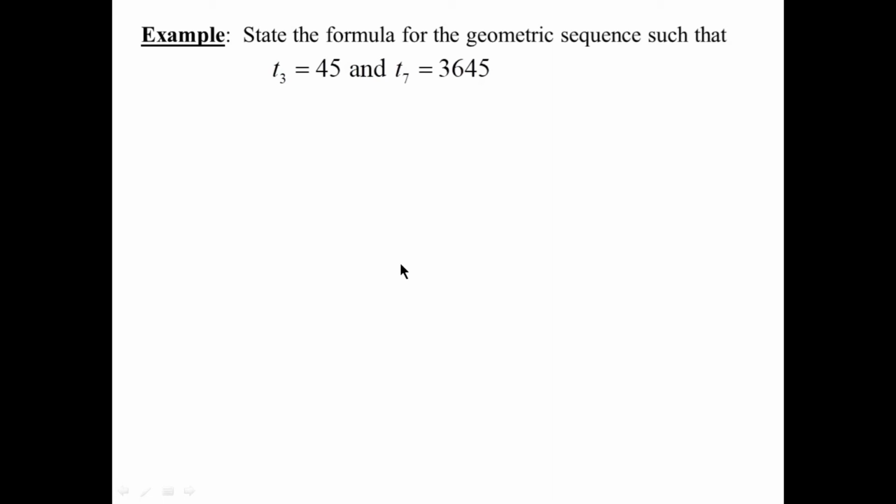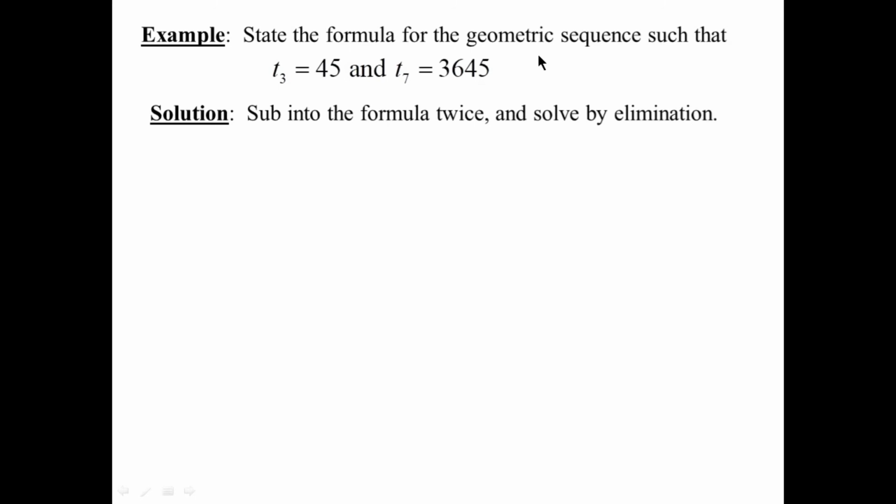Moving on, state the formula for the geometric sequence that has t sub 3 is 45 and t sub 7 is 3645. And you're given that it's geometric. You need to be given that. Sub into the formula twice and solve by elimination. There's our formula for geometric sequences, and here I am subbing into it.